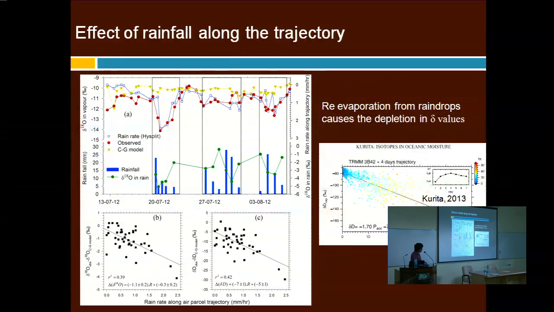Recently one more paper was published saying that this depletion in the isotopic composition of vapor is due to past rainfall activity. This means that when rainfall occurs, the rain will evaporate to the atmosphere, or it will equilibrate with the atmospheric moisture. That's why we are getting more depleted vapor than what we expect using that model.